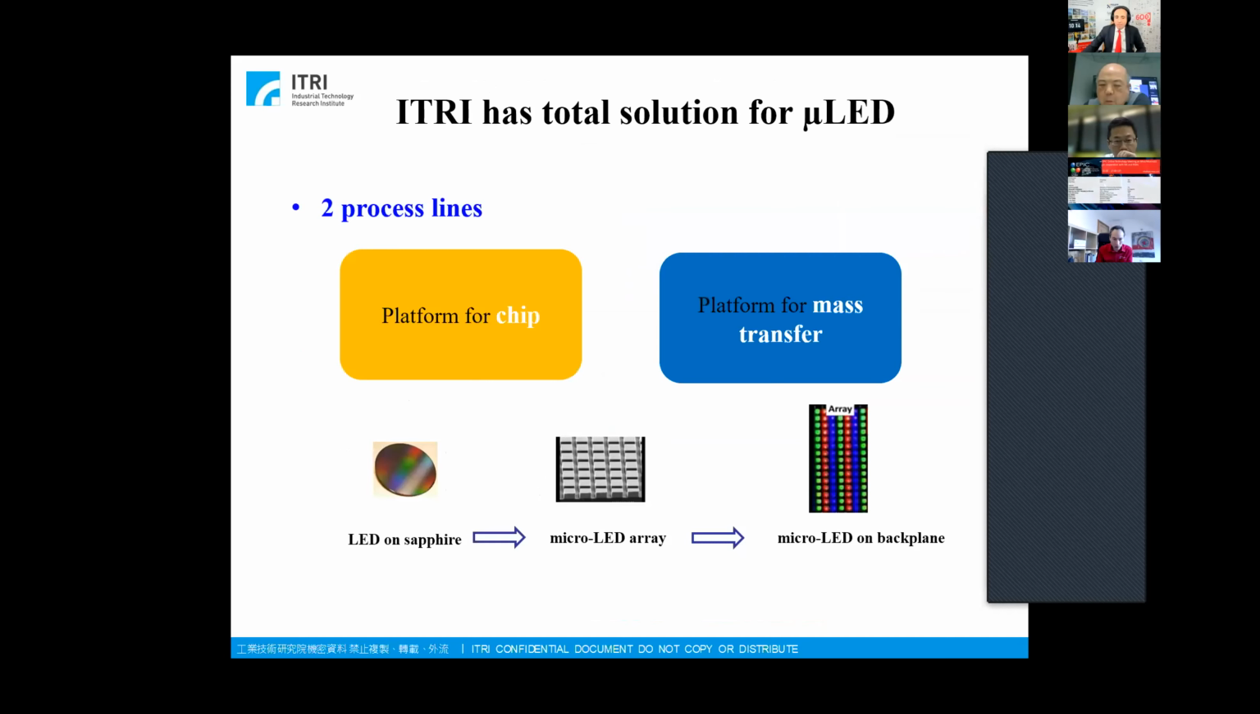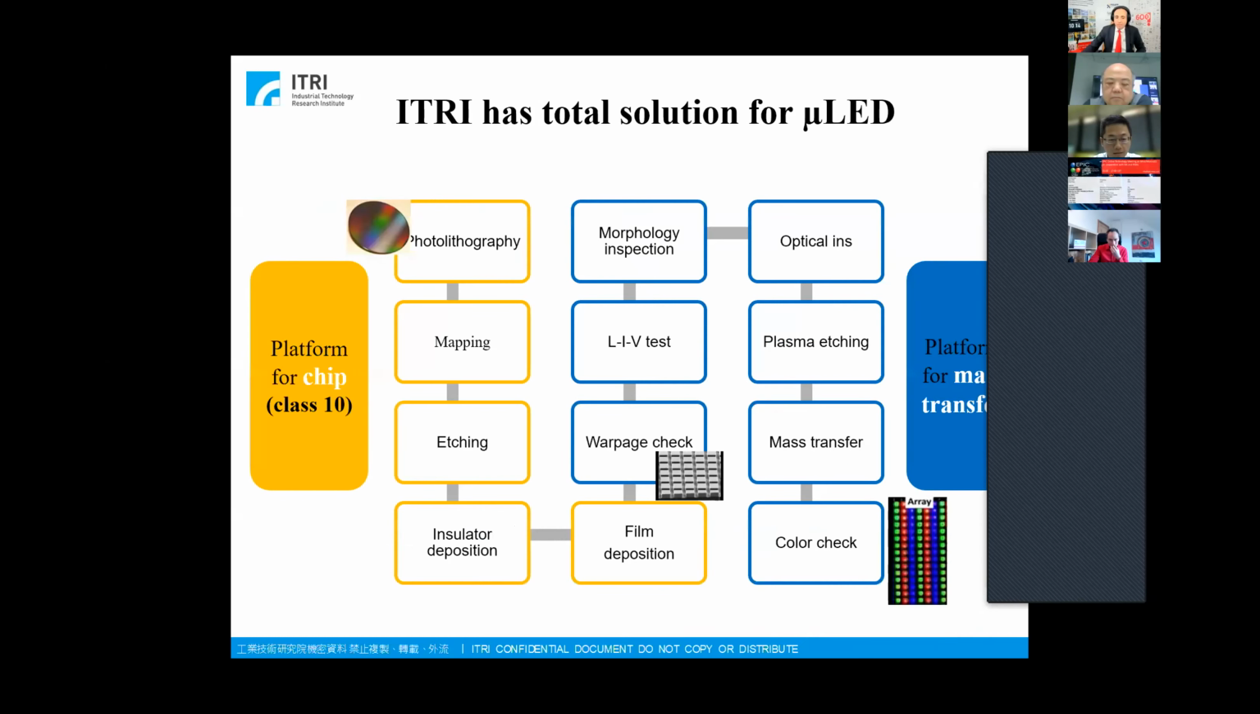In ITRI, we have set up two important platforms to serve industries. One is the chip fabrication platform, and the other is the mass transfer platform. For chip fabrication, we have a class 10 clean room in our lab, and the full capability to do etching, thin film deposition, and metal coating in one place.